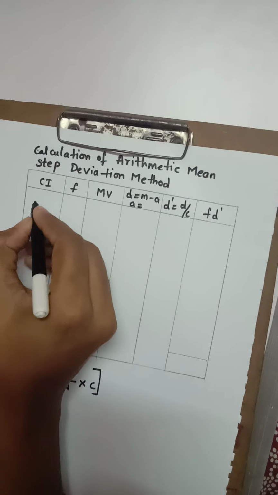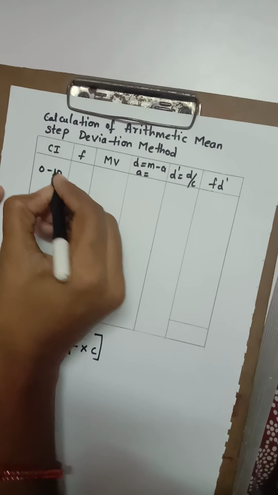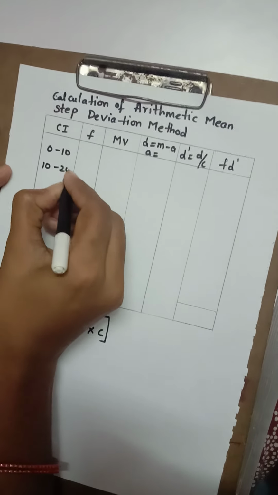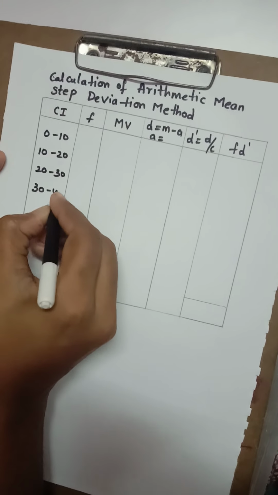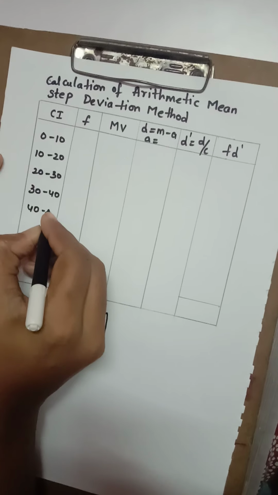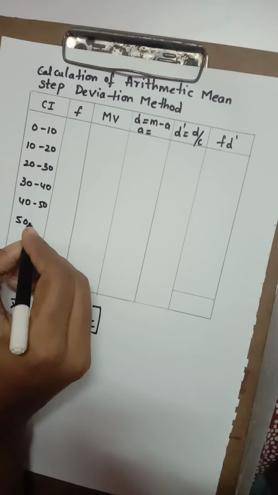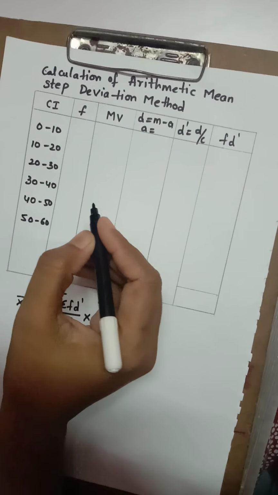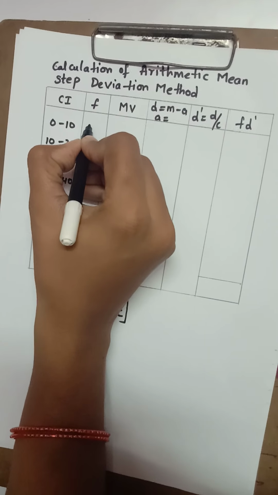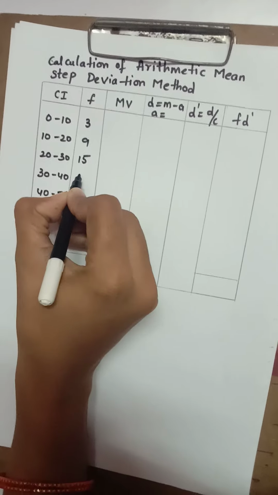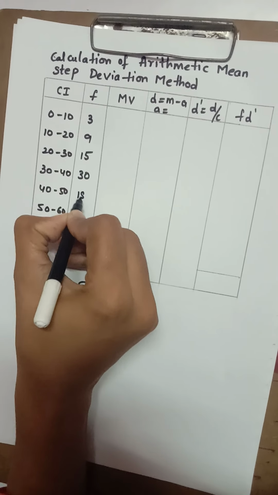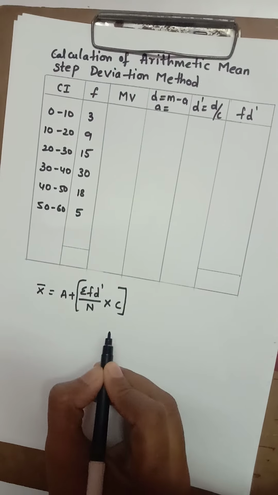Here the class intervals are 0 to 10, 10 to 20, 20 to 30, 30 to 40, 40 to 50, 50 to 60. Frequencies are 3, 9, 15, 30, 18, 5 as per the question.